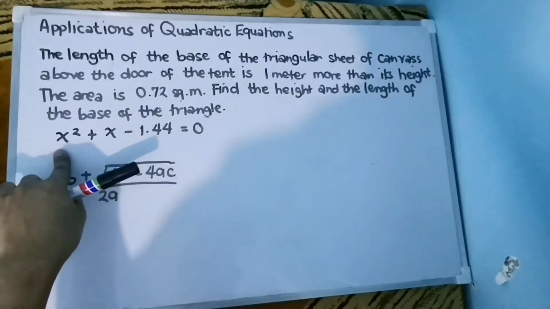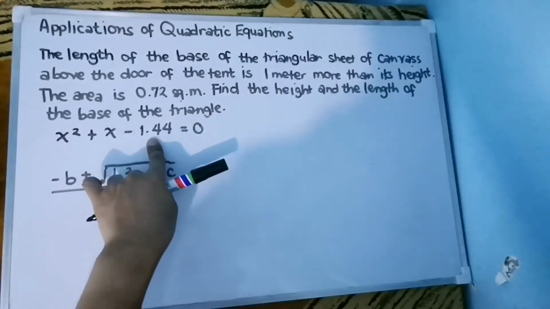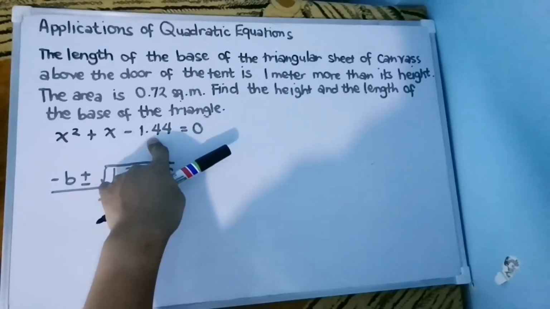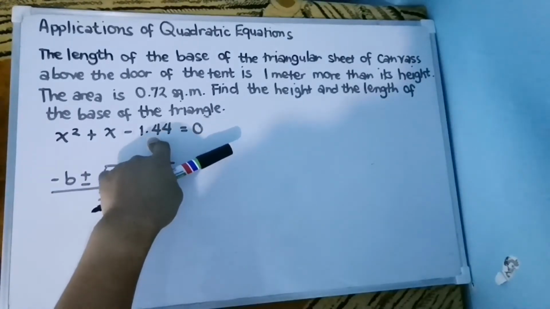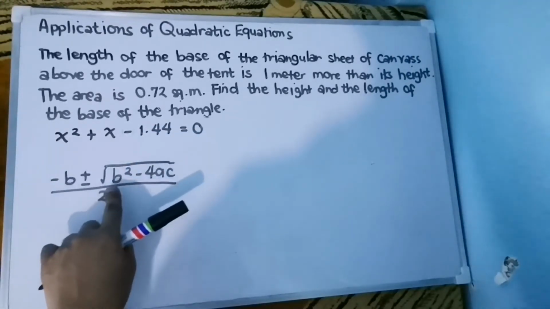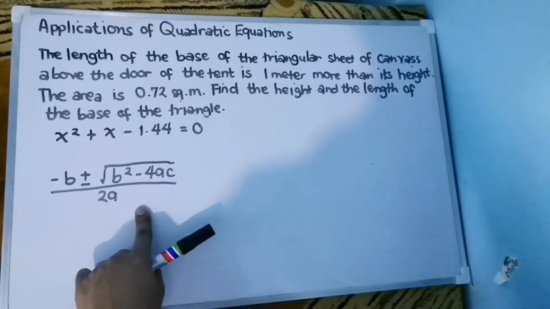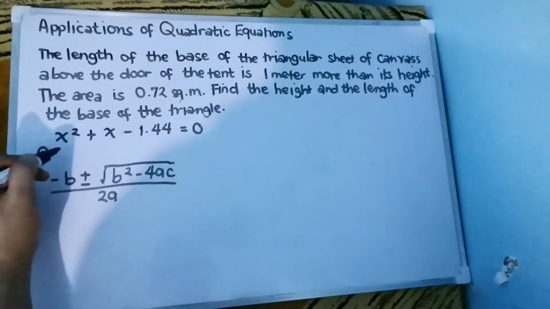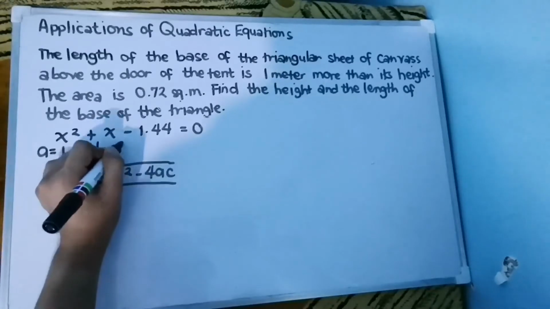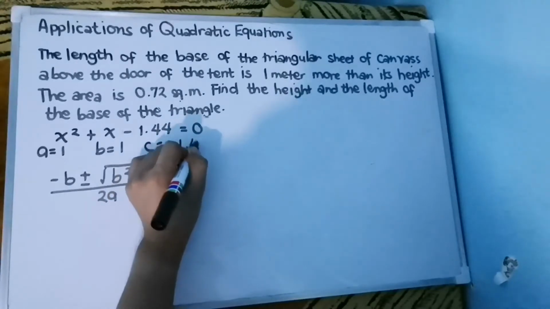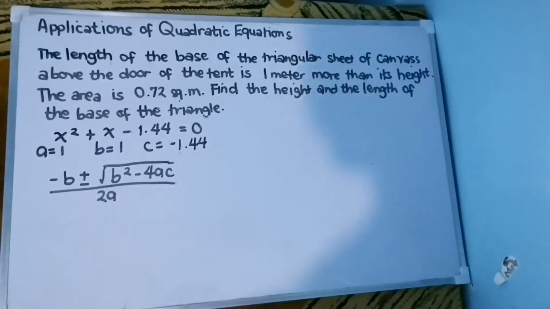So, ito yung ating quadratic equation, x squared plus x minus 1.44. Again, since this is not a perfect square trinomial and we cannot use the factoring method using the PST, so we can make use of the quadratic formula. So, our quadratic formula is negative b, plus or minus square root of b squared minus 4ac over 2a. So, let us identify a, b, and c. So, our a is 1, b is 1, and our c is negative 1.44. So, yan yung ating mga given na isa-substitute natin sa ating quadratic formula.